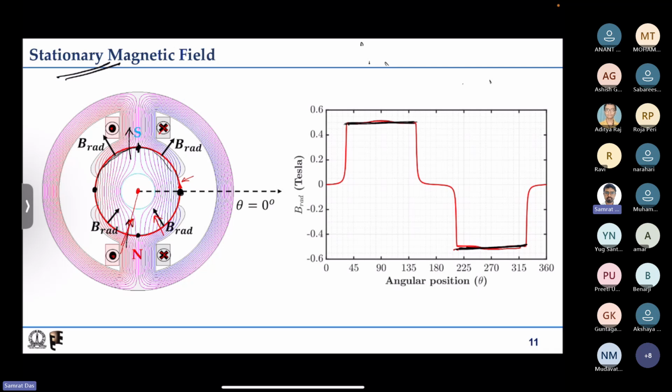Next we are going to see how to get a rotating magnetic field. So we'll start from this.